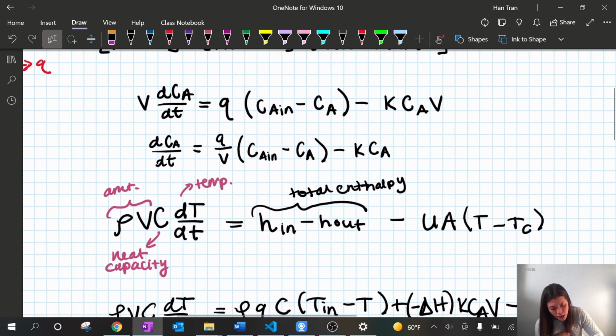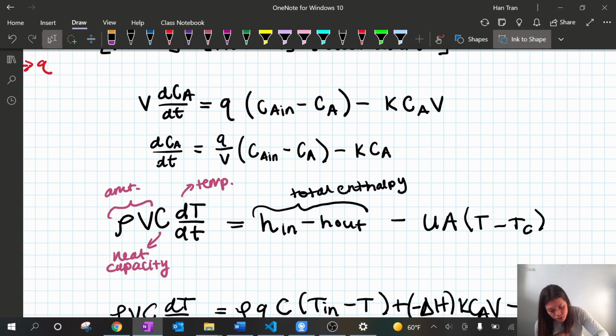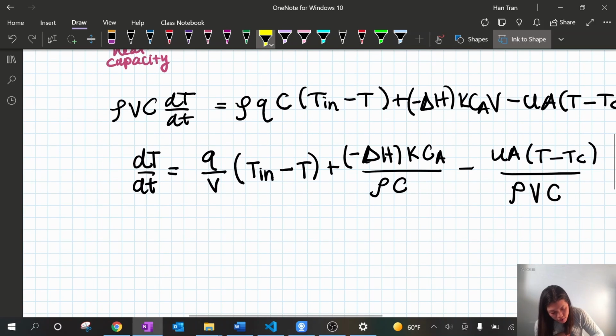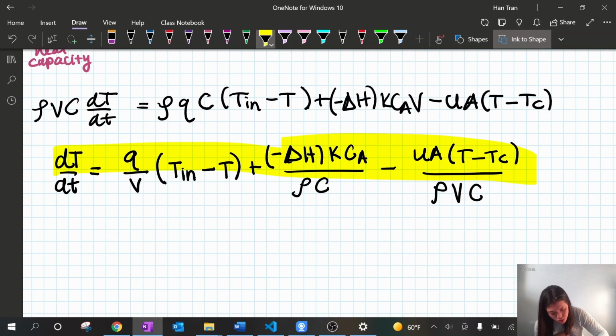That gives us our final differential equations for the change in concentration over a change in time and for our change in temperature over a change in time.